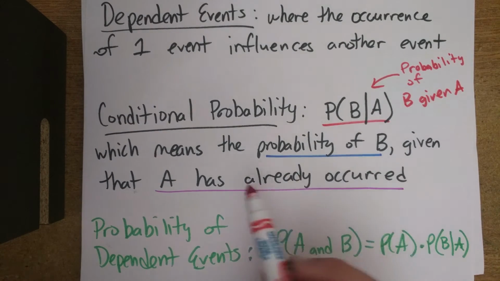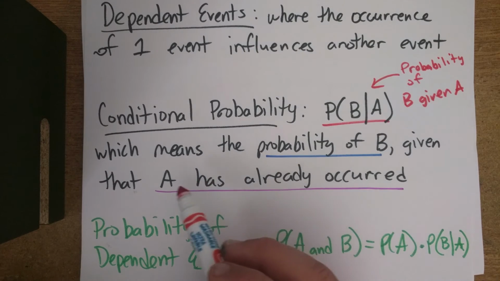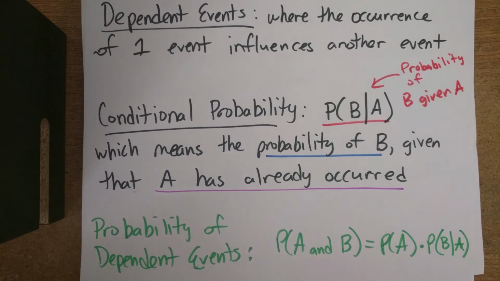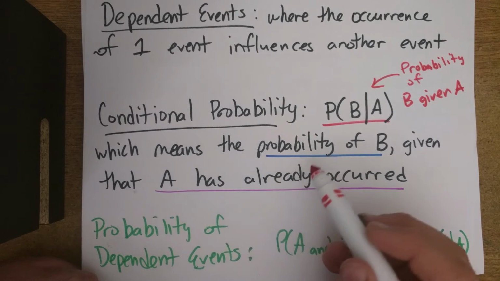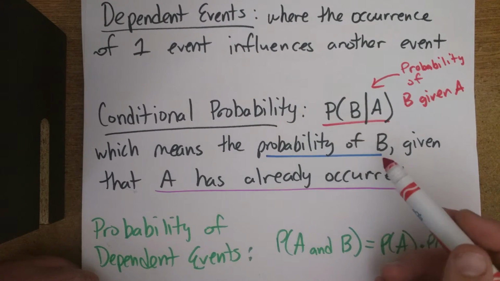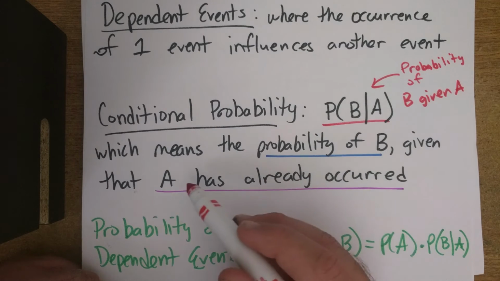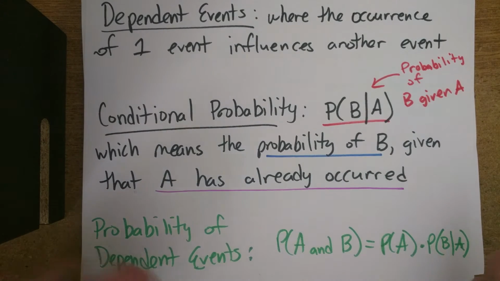And I underlined, probability of B in blue and A has already occurred in purple. You don't have to do that, but it's so key. So what this means is probability of B can only occur if A has occurred. And the reason why we do that is this formula right here. The probability of dependent events is given by this formula.